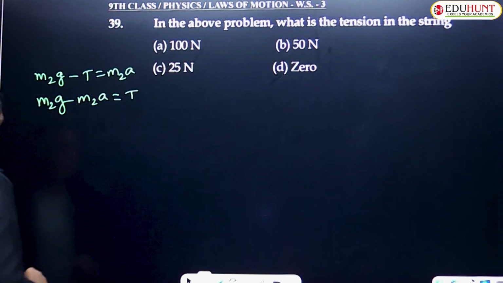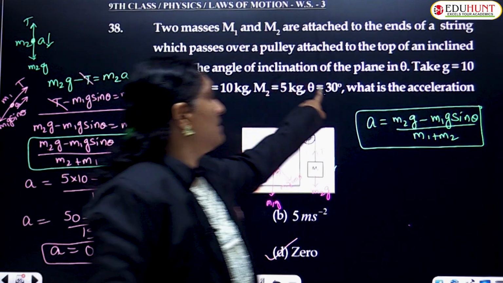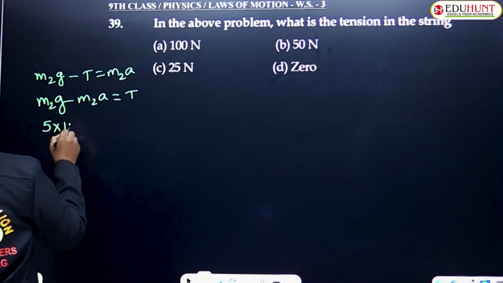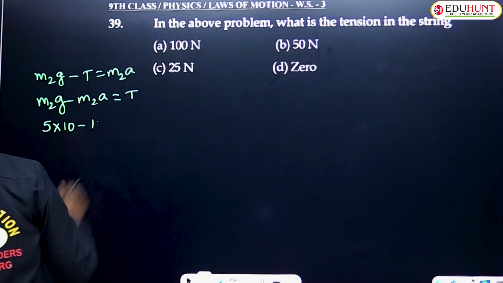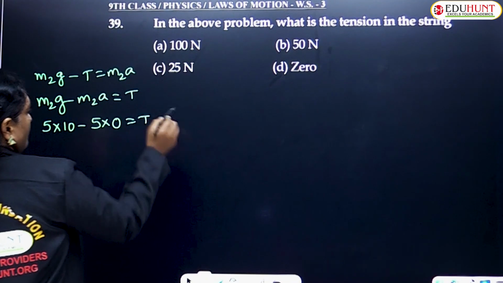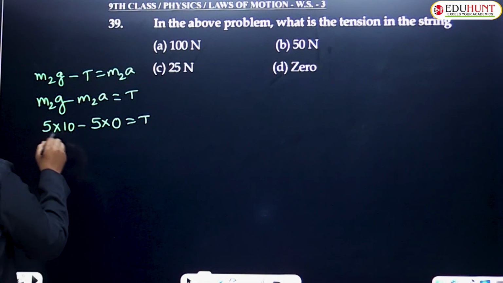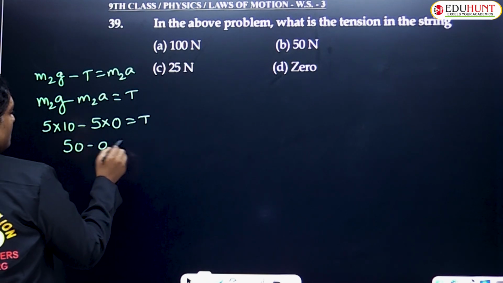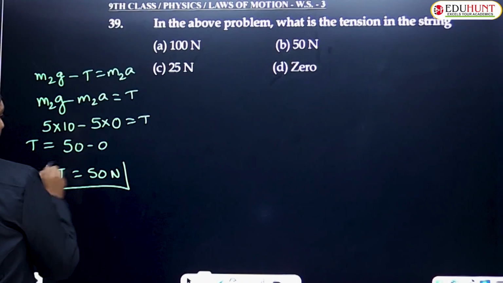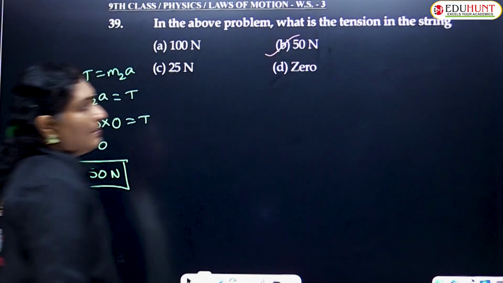How much is the value of m2, children? I hope you remember, m2 is 5, m1 is 10, theta is 30 and g is 10. m2 is 5, g is 10, m2 is again 5, and the acceleration we just calculated as 0. So, no acceleration. So, 5 into 10 is 50 minus 0 is the value of T. Hence, T is found to be 50 Newton. So, option B must be true.